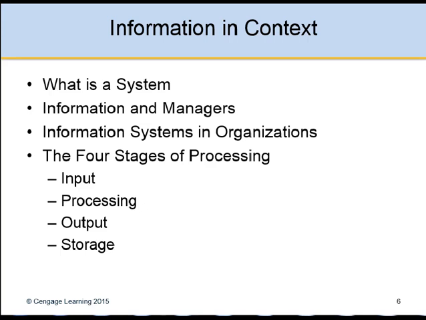Let's consider information systems in organizations. Information systems consist of data, hardware, software, telecommunications, people, and procedures. Computer-based information systems include one or more computers at its center. Computers collect, store, and process data into information.